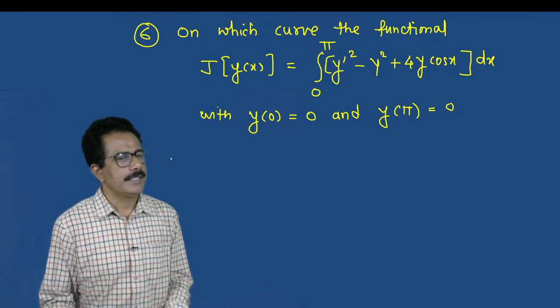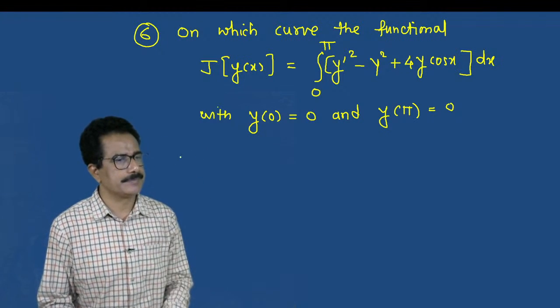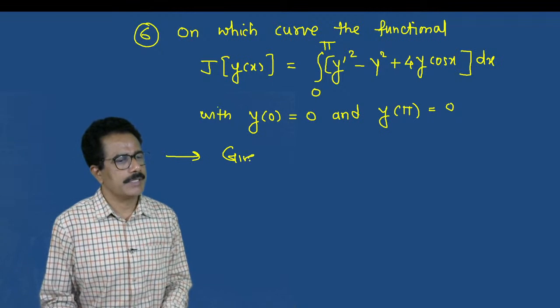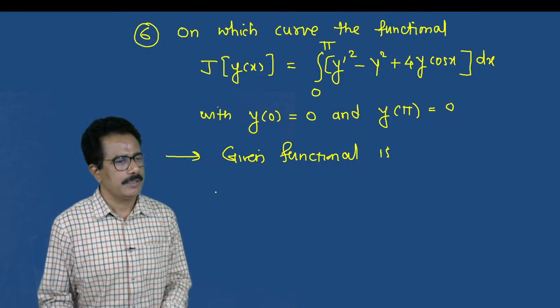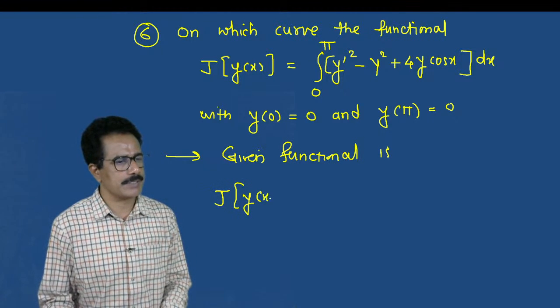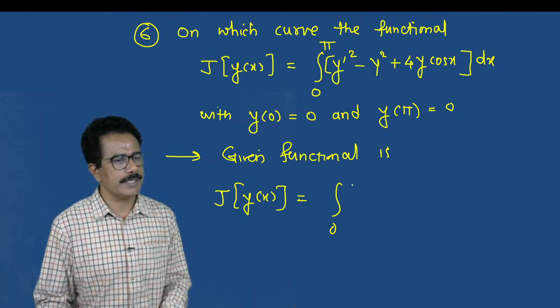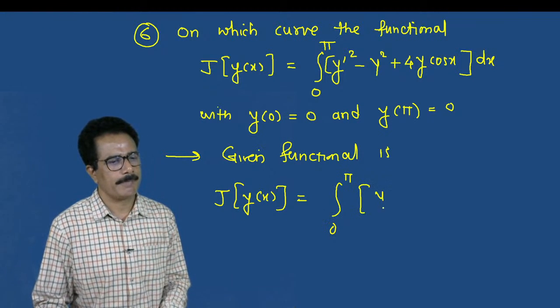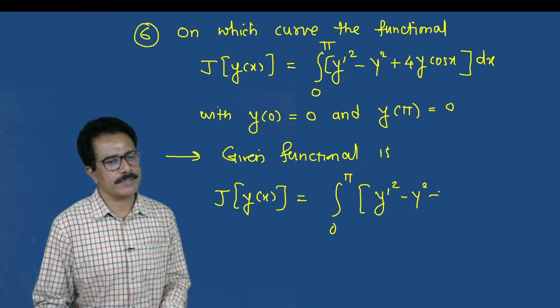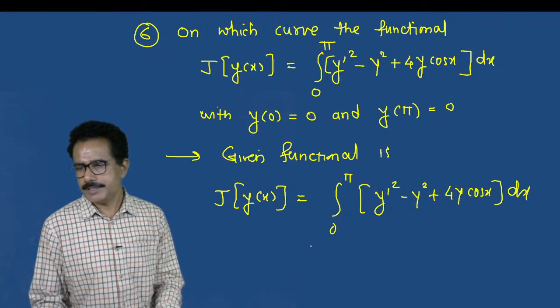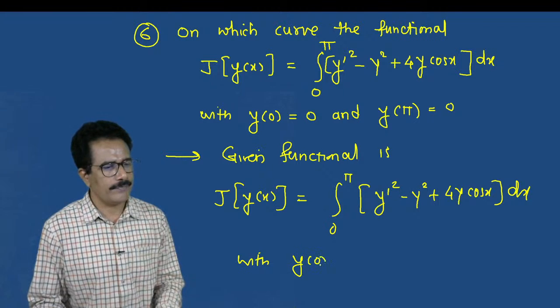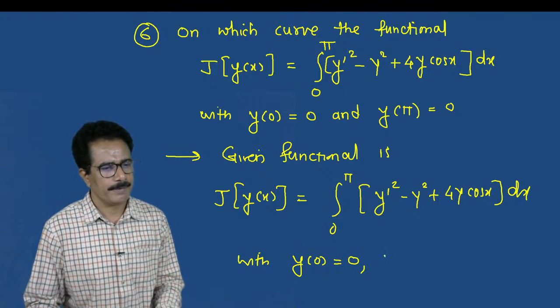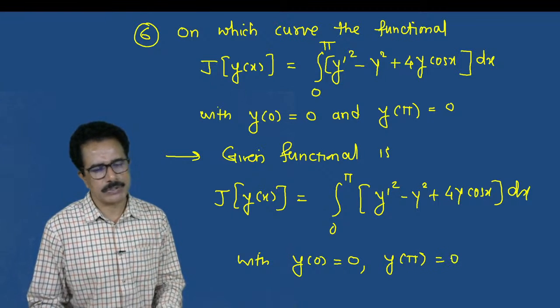Now we shall move towards this. Given functional is J of y of x equals the integral from 0 to pi of (y dash square minus y square plus 4y) cos x dx. Is it okay, students? With condition y of 0 equals 0, y of pi equals 0.